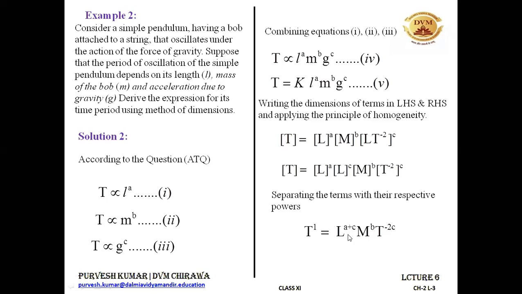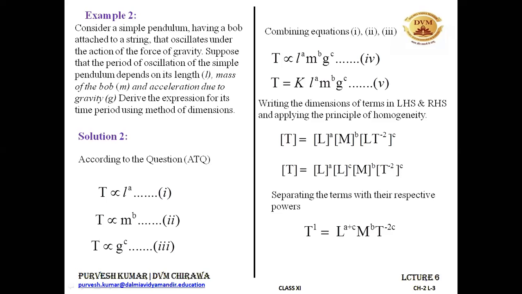All other terms are not present towards the left hand side equation. So we assume that they are having power 0, because something having power 0 is 1. If we multiply some quantity with 1, it does not affect the quantity. We will be getting the same quantity. That's why A plus C is equal to 0, because L is having power 0 towards the left hand side, and B is also equal to 0 because M is having power 0 towards the left hand side.